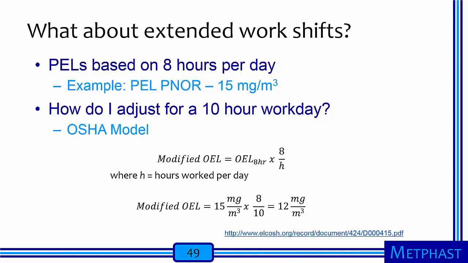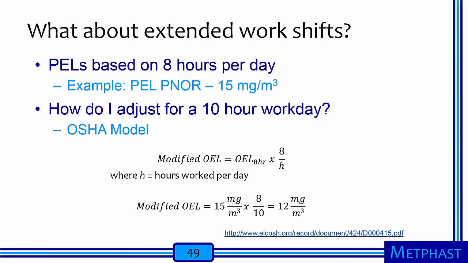What about extended work shifts? Permissible exposure limits are based on a worker who works 8 hours per day, 5 days a week. How do I adjust the limit for a worker who's working 10 hours per day? There's what's called the OSHA model, which allows the calculation of a modified occupational exposure limit by multiplying the 8-hour occupational exposure limit by the ratio of 8 hours divided by the actual time that that person works.